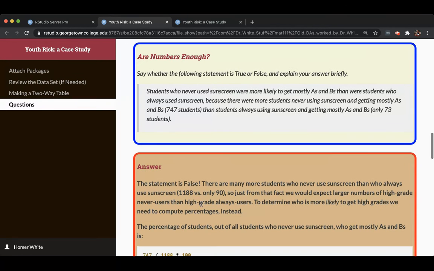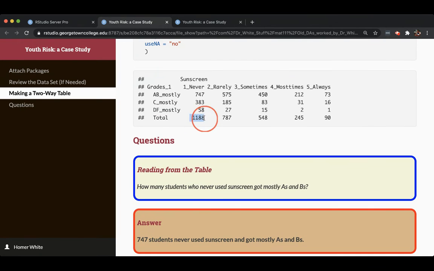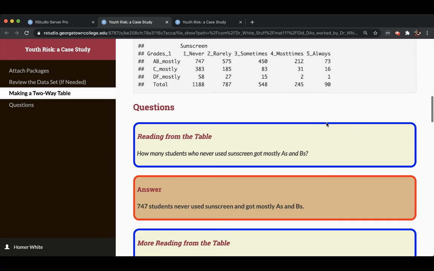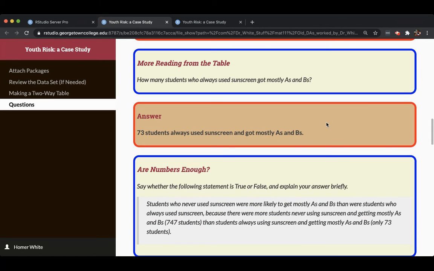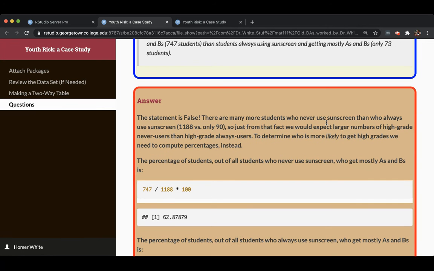The reason that it's false is there's a lot more students who never use sunscreen, 1,188 of them, than students who always use sunscreen, 90 of them. So just by that alone, you would expect there to be more students in the never using sunscreen group who usually get A's and B's than there are over in this much smaller group of 90 people. You can't really go by number comparisons alone when the group sizes differ. You really need to compare percentages.